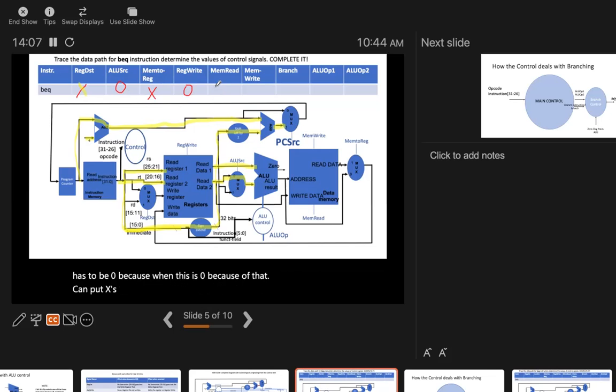And mem read, am I reading the memory? No, I'm not reading the memory. Mem write, am I writing to the memory? No. Is it a branching instruction? Yeah. And for branch if equal, what's the code? Was it 0, 1? Okay, 0, 1. And there you go. That's the answer.